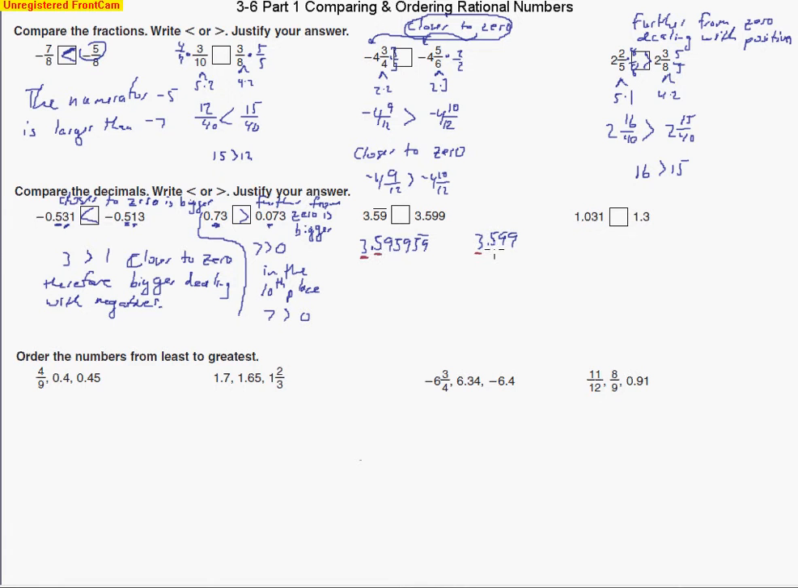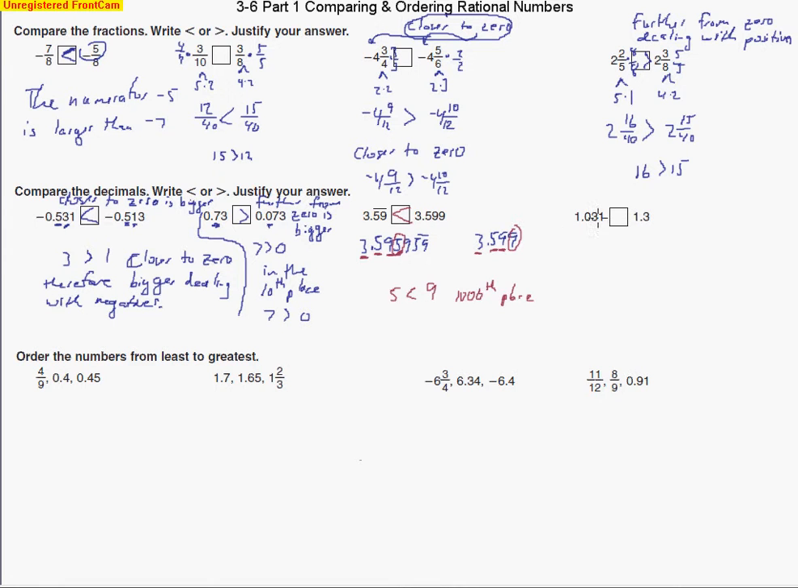Now we're in the 10th place. Those are the same numbers. Now we're in the 100th place. Same numbers. Now we're back into the 1000th place, but I'm back to a 5. And here I have a 9. Which one's the bigger number? 9 is bigger than 5. So since the 9 is the larger number, and the 9 is in the thousandths place, that's why I'm going with this number, the 3.599 is bigger than the 3.59 repeating.